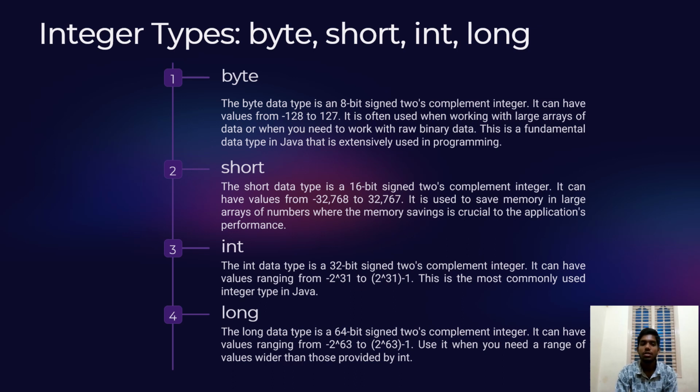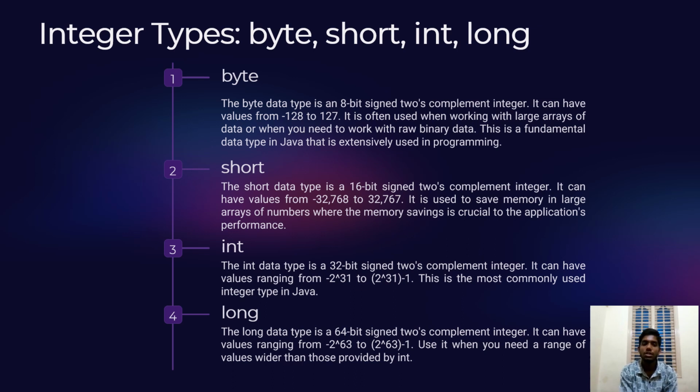Next, the third integer data type is int. The int data type is a 32-bit signed 2's complement integer. It can have values ranging from -2 power 31 to 2 to the power 31 minus 1. This is the most commonly used integer type in Java.